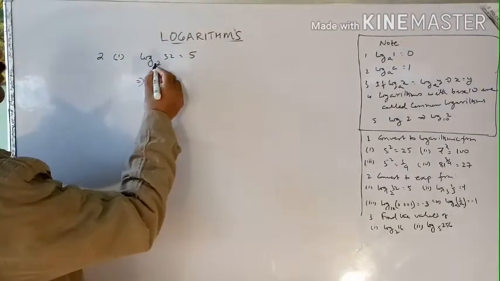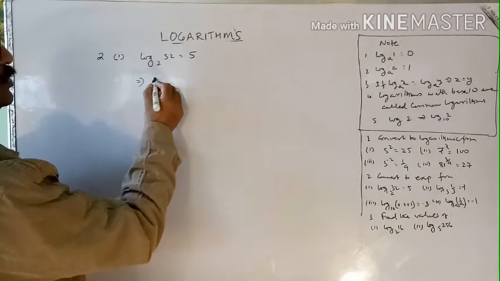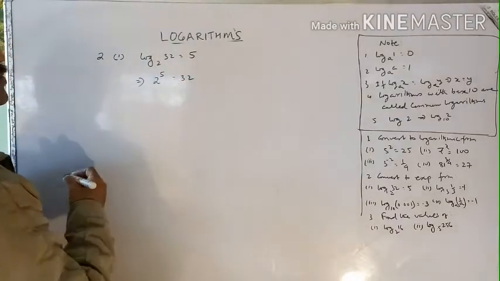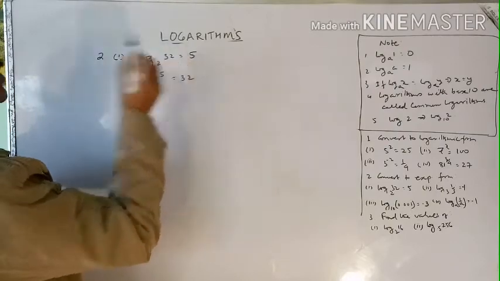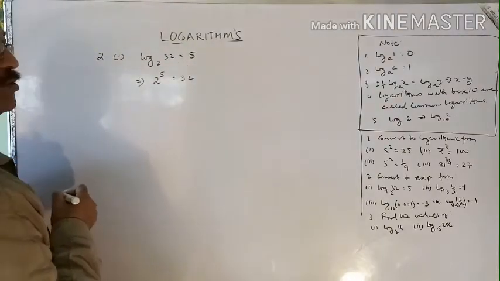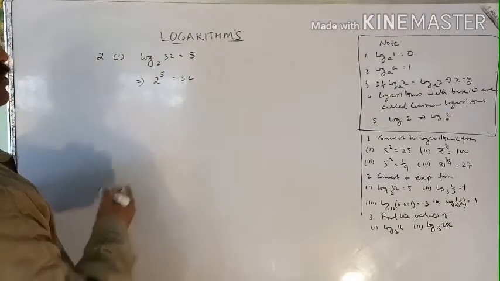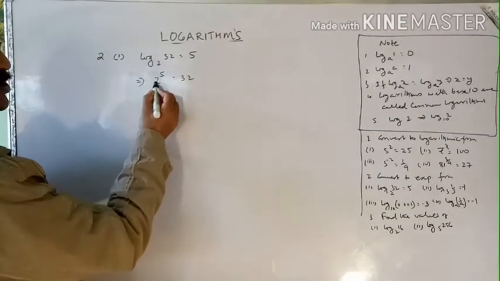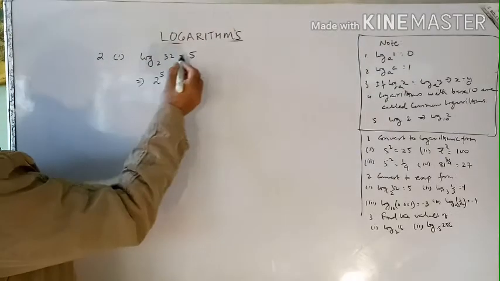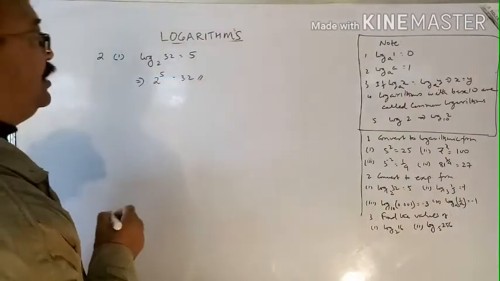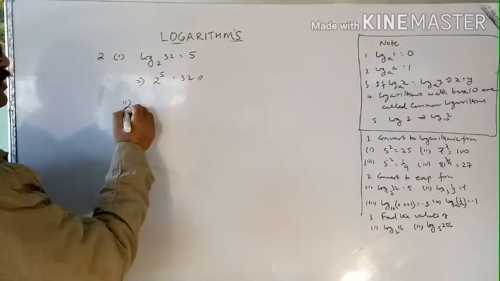Remember, here the base is 2 and the logarithm is 5. So 2 to the power 5 is equal to 32. The base of the logarithm and the base of the exponential must be the same, and the log of any number is the exponent, so 5 is the exponent. So this is the answer. Now let's take one more example, number 2.